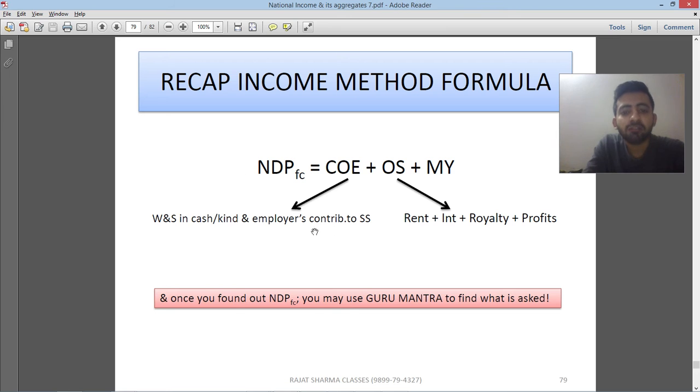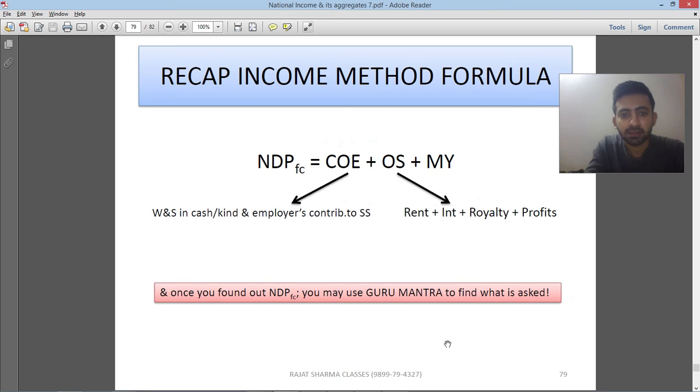Now once you have found out NDP at FC, if you have the domestic income, then you can find out any other aggregate from that. Yes, you can find out GDP MP, GNP at MP, NNP at FC, NNP at MP. You can find out any aggregate by using Guru Mantra. And those who don't know what is Guru Mantra, refer back to my earlier videos, Introduction to numericals.